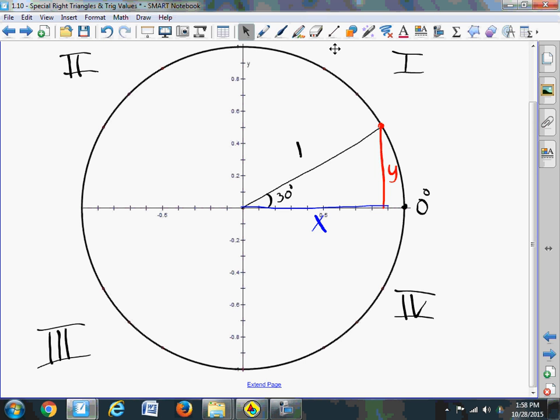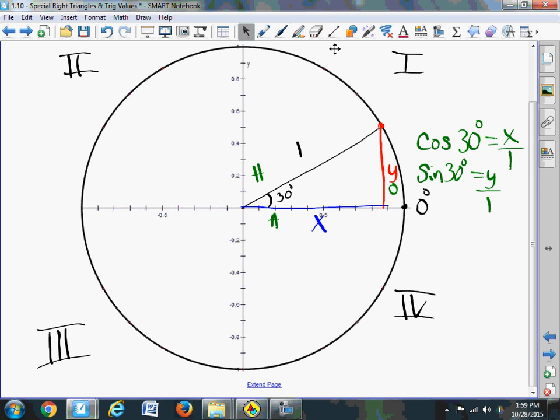So if I was trying to find the length of x, well, that would be the adjacent side, and the only other side length I know is the hypotenuse, so I would use cosine. So I could say the cosine of 30 degrees is equal to x over 1, which would just be x. So the length of x is just the cosine of 30 degrees. Similarly, if I wanted to find y, well, that's opposite over hypotenuse, which is sine. So the sine of 30 degrees is equal to y over 1. So y is equal to sine 30.